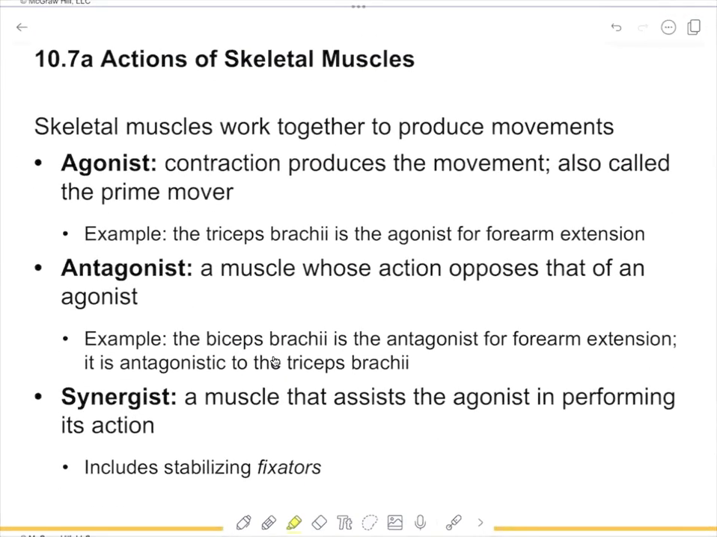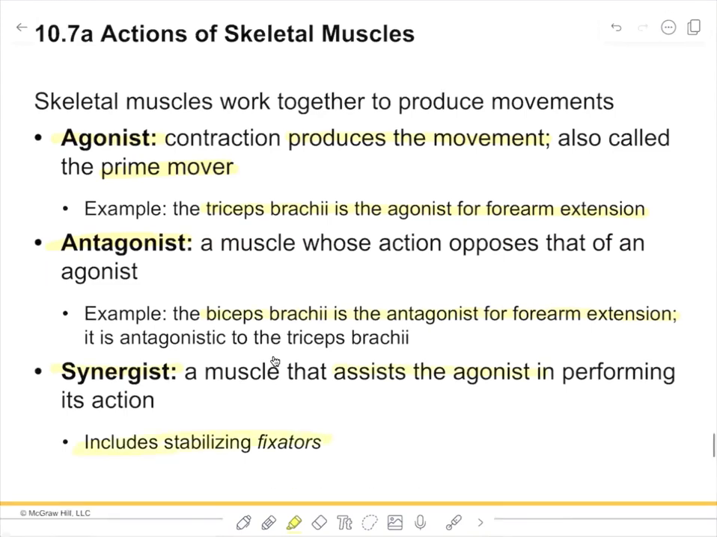Actions of skeletal muscles are kind of defined with these various characteristics. For example, the muscle responsible for producing the movement is also called the prime mover or the agonist. And in this case, the triceps brachii is the agonist for forearm extension. The muscle that is opposing these actions would be called the antagonist. So if the triceps were the agonist, the antagonist, which is usually on the opposite side of the bone, would be the antagonist for forearm extension. A synergist is a muscle that assists the agonist and includes stabilizing fixator muscles.